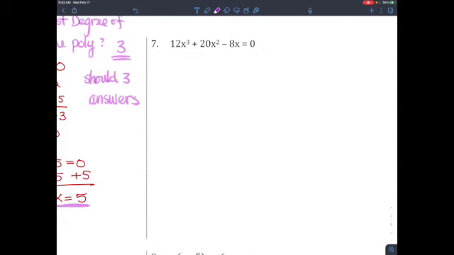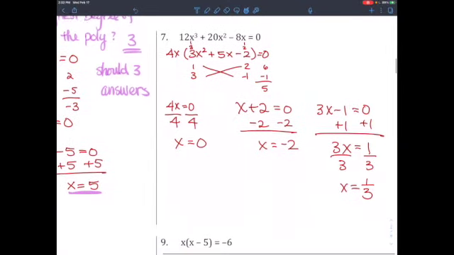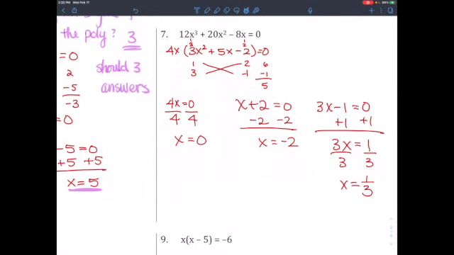So for now, please try number 7. Answer for number 7: you have to find out what they have in common, and that is 4x right here. And then you can factor the trinomial, and that's going to be x plus 2 and 3x minus 1. So therefore, you do have 3 answers. x equals 0 right here, and x equals negative 2, and x equals 1/3. Because the exponent is 3, you have 3 answers.